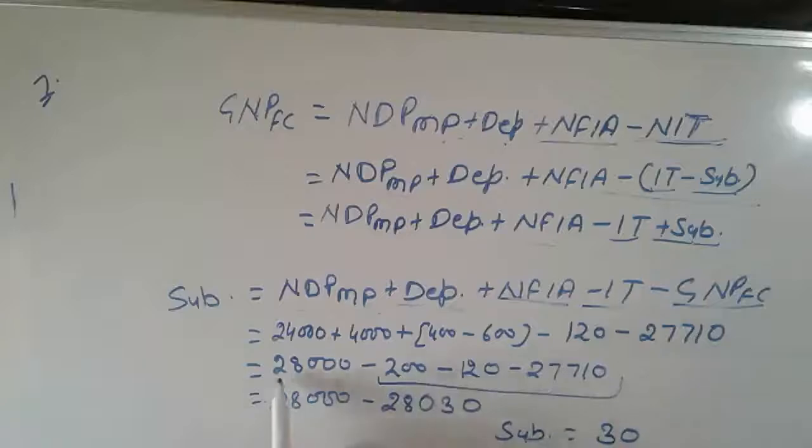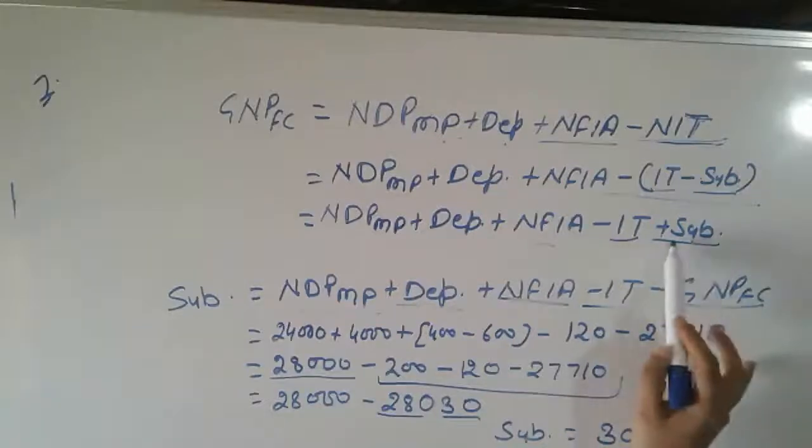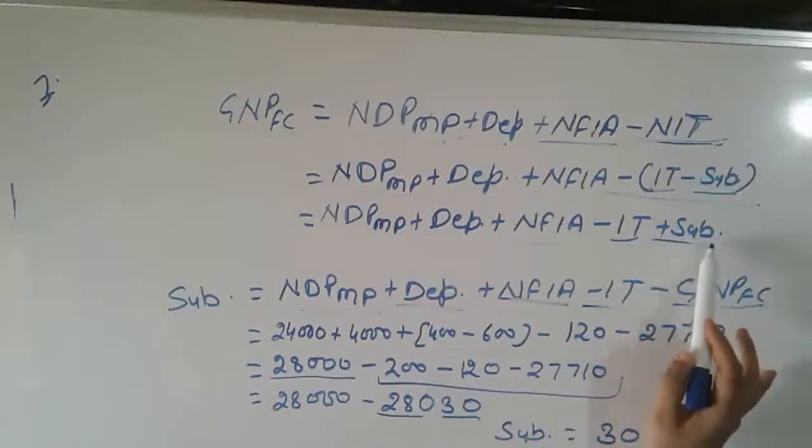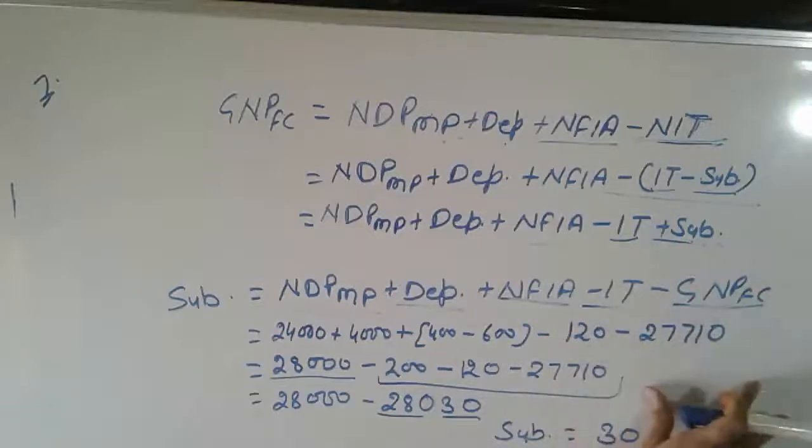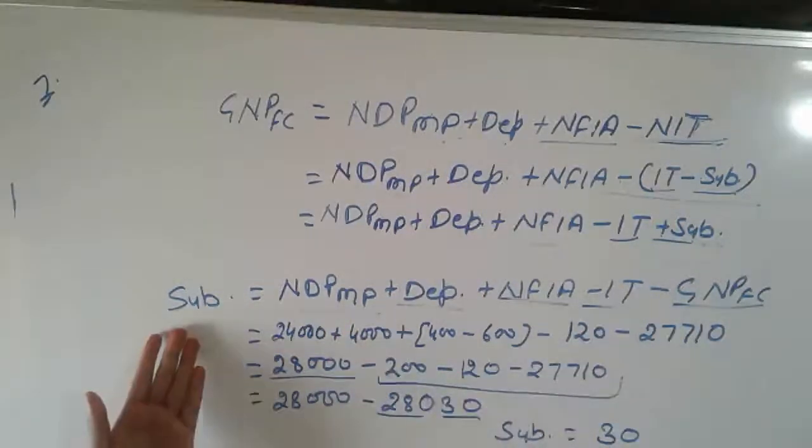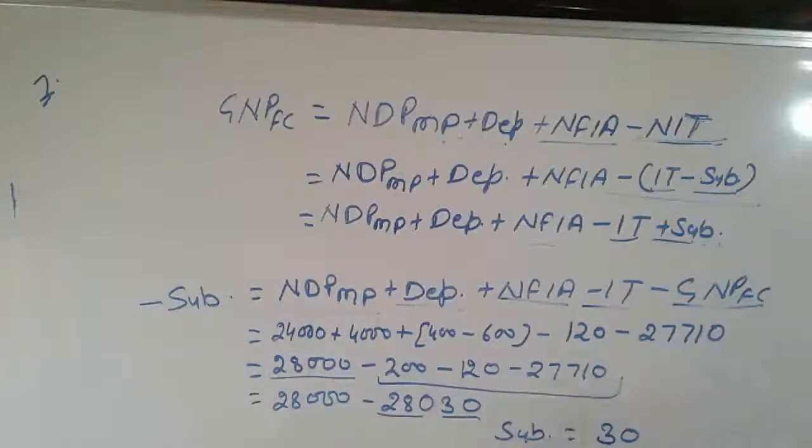By solving this, we get plus 28,000 and minus 30,000. So the value of subsidy is, first thing to notice, the subsidy is positive here, and when we transfer it from the right hand side to the left hand side of the equation, it will become negative. So here the negative subsidy on both sides, the negative signs cancel, and this will become subsidies equal to positive 30. This is the answer.